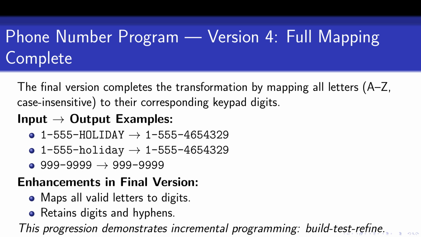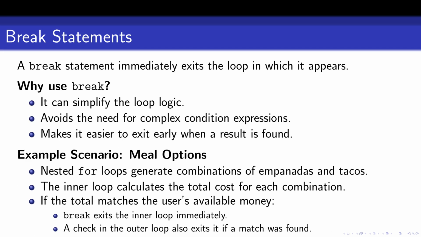The break statement is a control mechanism that allows you to exit a loop immediately, even if the loop condition hasn't yet become false. This is particularly useful when searching for a match or an early exit condition is met, saving unnecessary processing. The example in this slide involves nested loops that compute combinations of empanadas and tacos, checking whether their total cost equals the user's available budget.